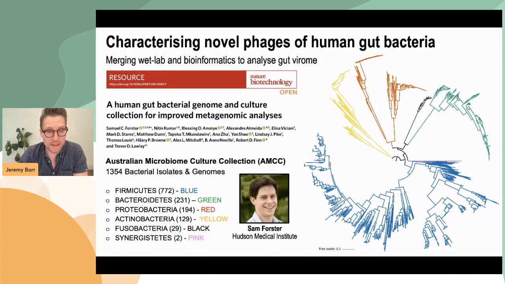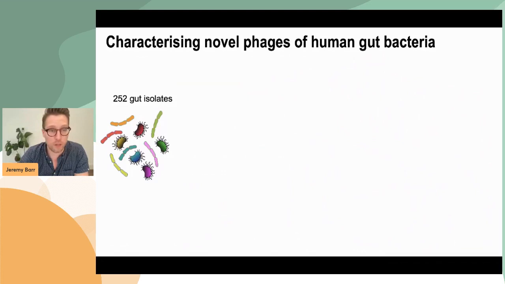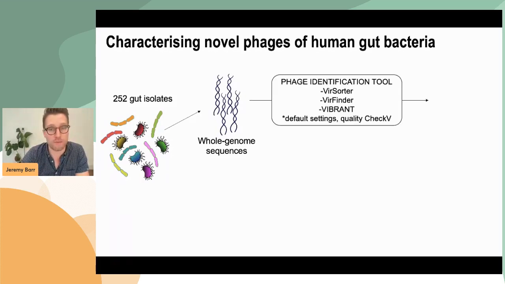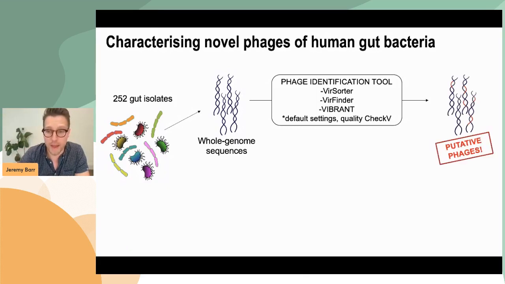So with this, Sam and I started a collaboration to look at some of the phages infecting these gut bacterial isolates. We felt 4,000 isolates was a bit too many to work with, so we picked a smaller number and started working with 252 gut bacterial isolates. Again, we have pure culture representatives, and we can grow these under anaerobic conditions. But we started with their whole genome sequence information, and we used a range of publicly available prophage identification tools, ViraSorter, VIBRANT, and Finder, to predict and identify prophages, or phage genomes that have integrated into the bacterial host.